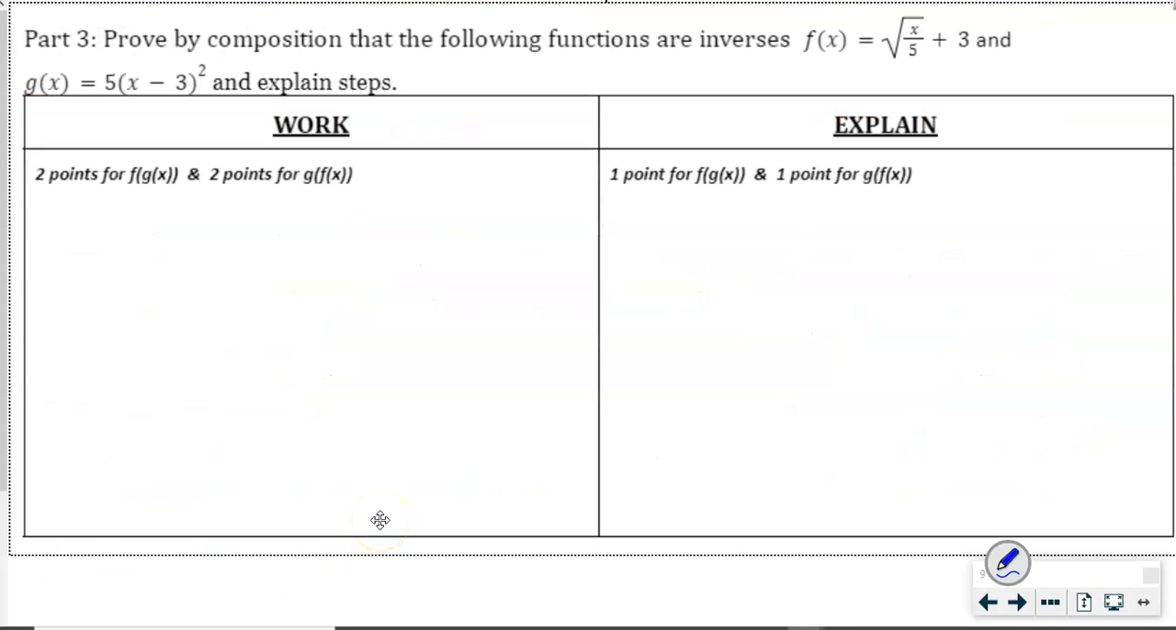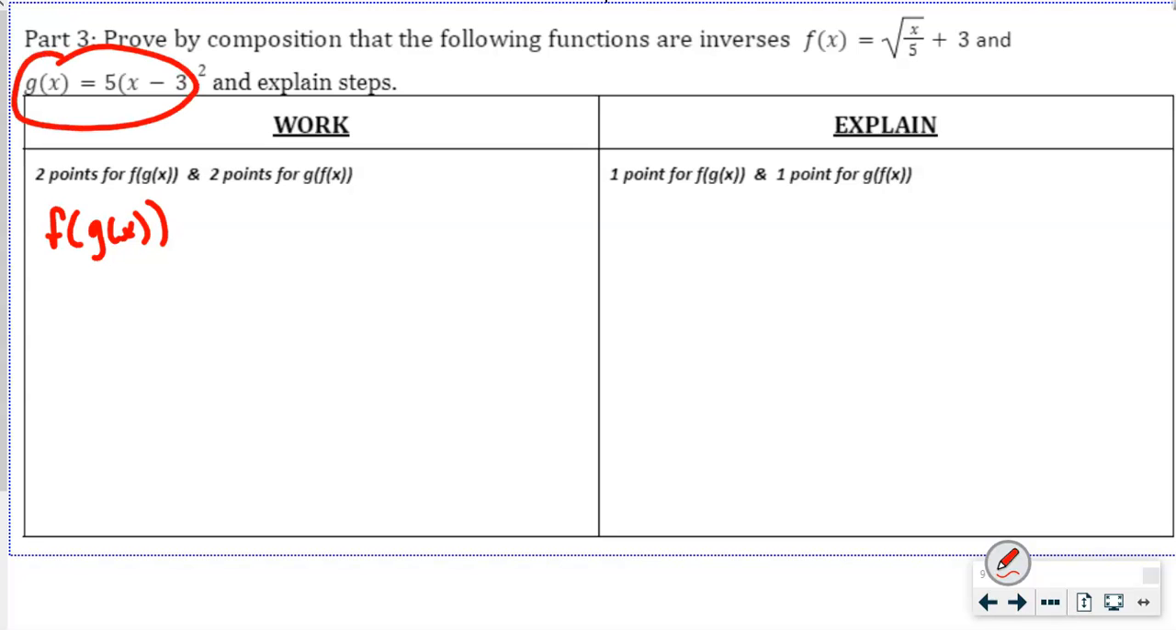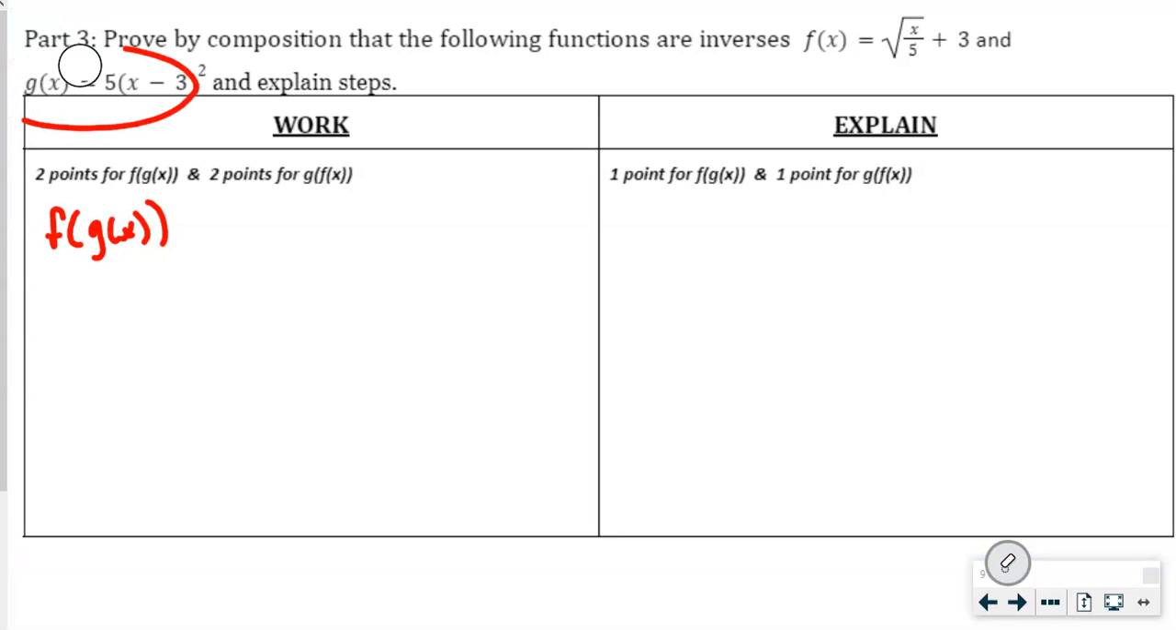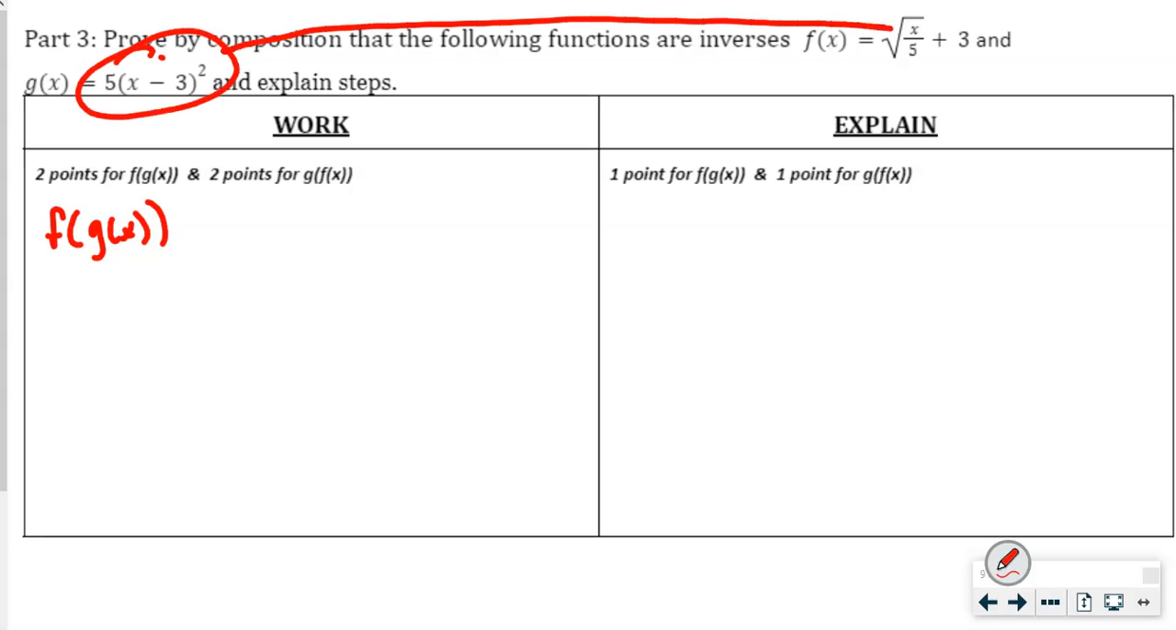So here's our last part, and we're going to prove these by composition, okay? Basically, it says what f of x is, and it says what g of x is. And so we have to do f of g of x and g of f of x for this. The first thing we're going to do is f of g of x. We're going to take this part of this function and put it in for that x right there.